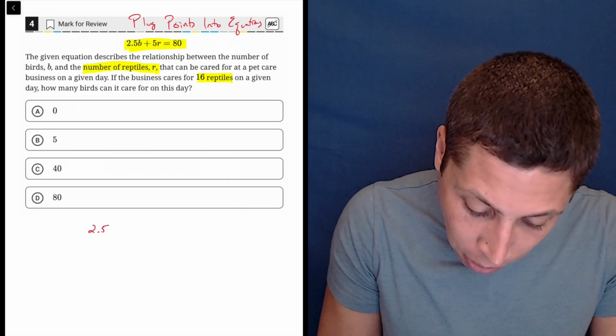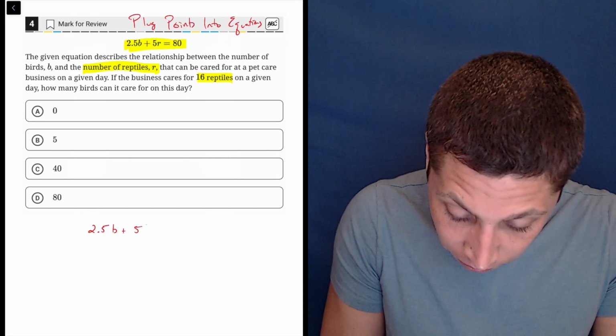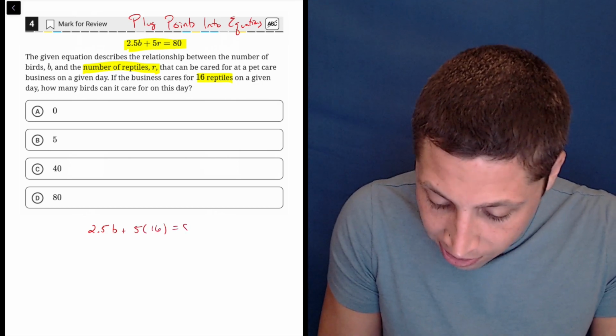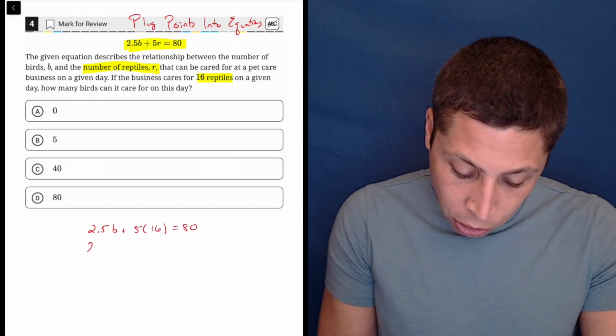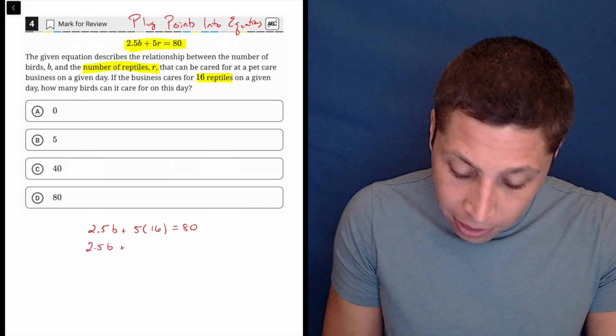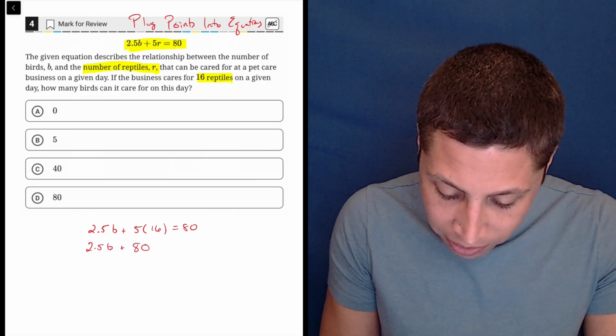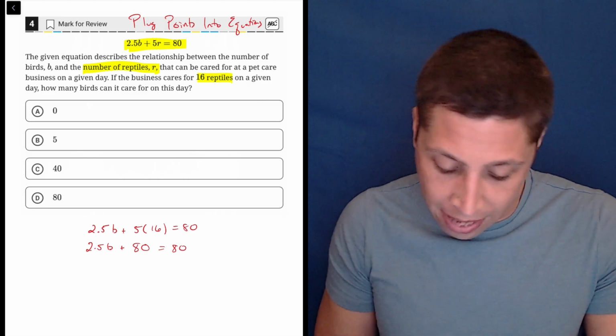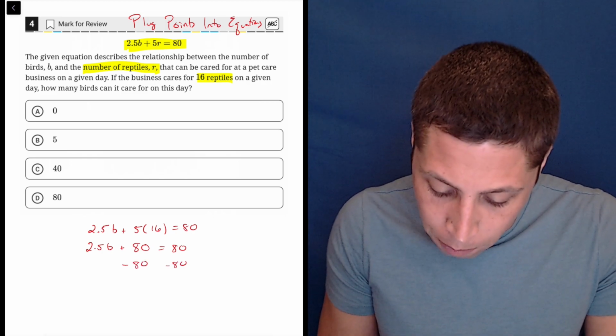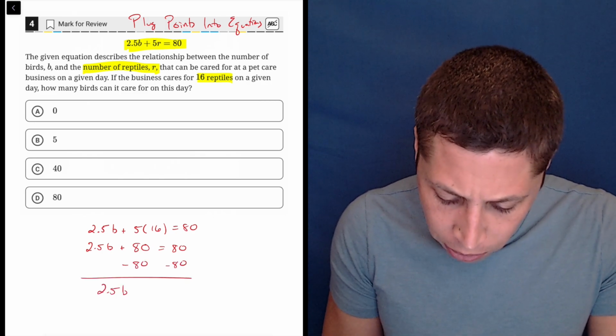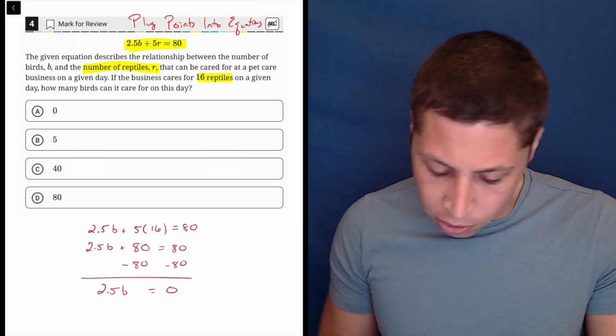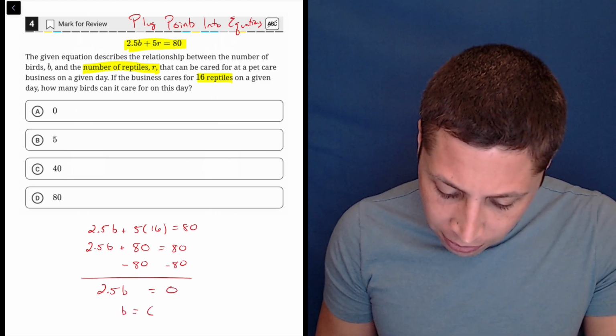So that's 2.5b plus 5 times 16 is equal to 80. So 2.5b plus 5 times 16, I could do it on my calculator, but I know it's 80. So this is a weird thing that's happening here. If I start solving for b, I find that 2.5b is equal to 0. So dividing 0 by 2.5, I still get 0.